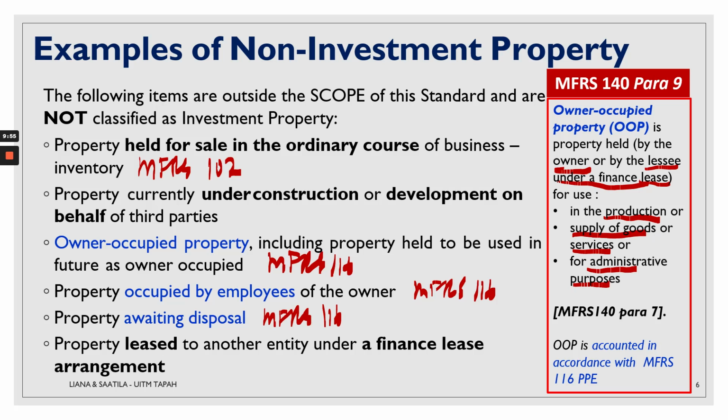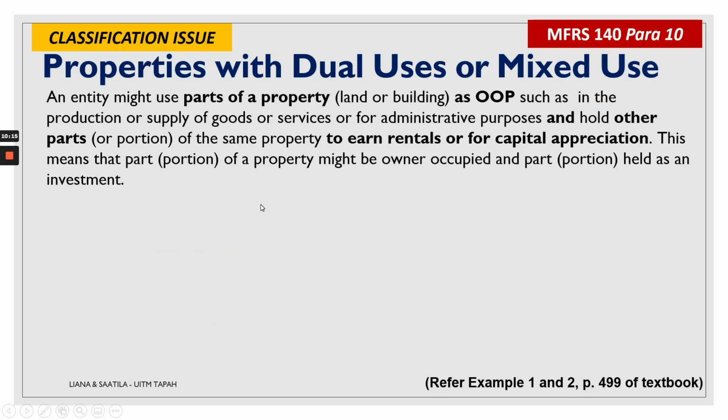Property that is leased to another entity under a finance lease arrangement. So to the owner, that is not an IP, but to the lessee under this finance lease arrangement, that is actually an IP to the lessee. So let's look at some examples, but before that we have some classification that I would like to also discuss here, which is the classification issues under MFRS 140.